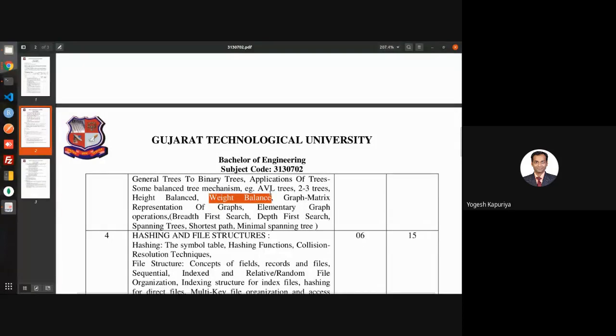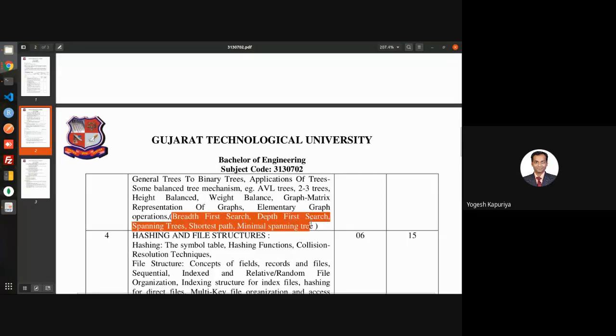Then we have another non-linear data structure that is called graph. Graph is another non-linear data structure which we will be studying inside this topic. How to represent the graph, what are the basic graph operations, that means how to search inside the graph. We have BFS and DFS for that. Then there is a topic on spanning tree, that means converting graph into the tree, that is called a spanning tree, shortest path and minimum spanning tree.